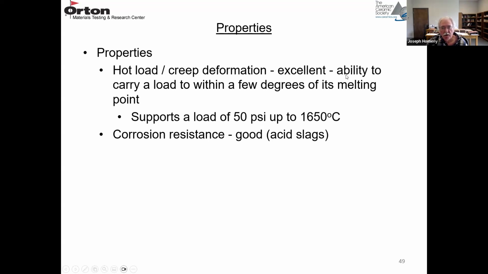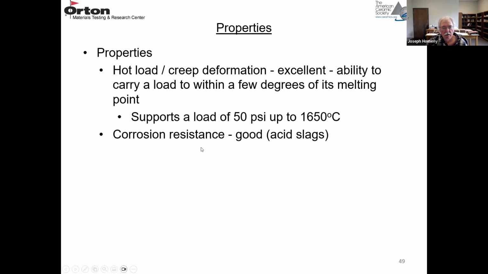And if they're high purity, they can carry this load to within a few degrees of its melting point. So at 1650, if it's high purity, it can hold a load easily of 50 psi. Creep deformation tests are usually run at 25 psi.